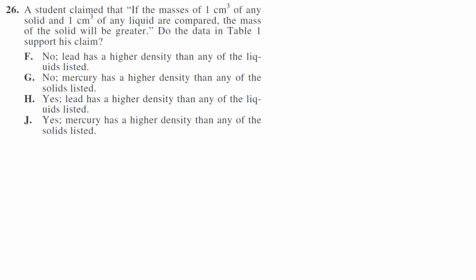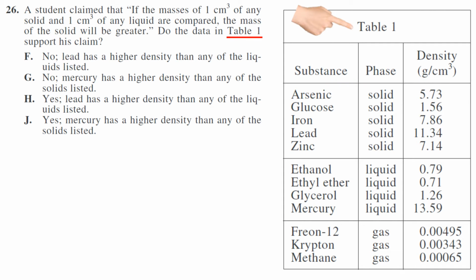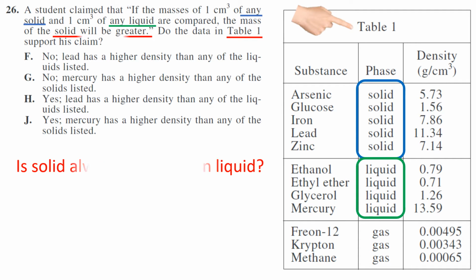A student claimed that if the mass of 1 cubic centimeter of any solid and 1 cubic centimeter of any liquid are compared, the mass of the solid will be greater. Do the data in table 1 support this claim? So put your finger on table 1, find it. So the student says that solids will always be greater than liquids.